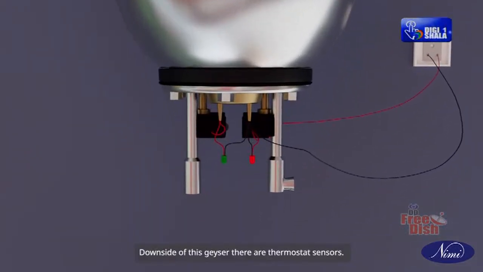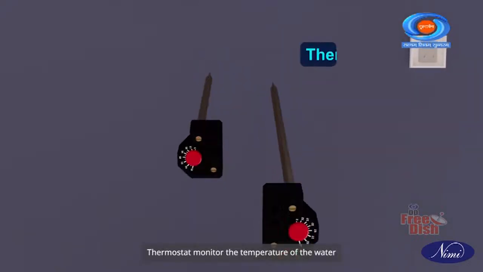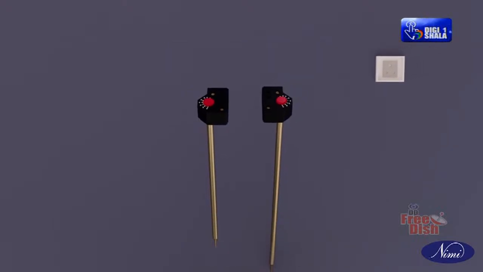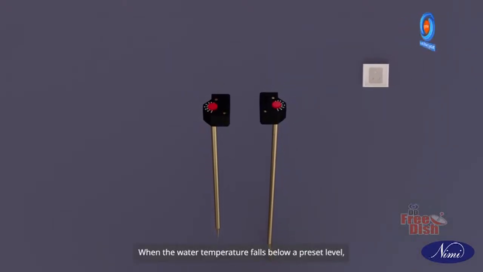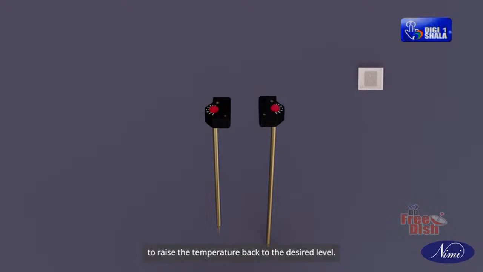Downside of this geyser, there are thermostat sensors. Once we open the tank, we can locate the thermostat sensor inside the tank. The thermostat monitors the temperature of the water inside the geyser tank. When the water temperature falls below a preset level, the thermostat activates the heating element to raise the temperature back to the desired level.